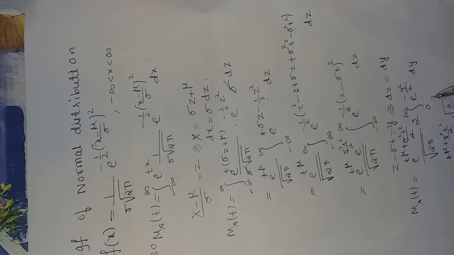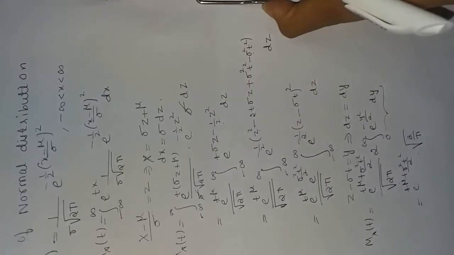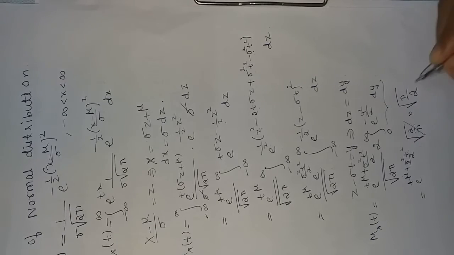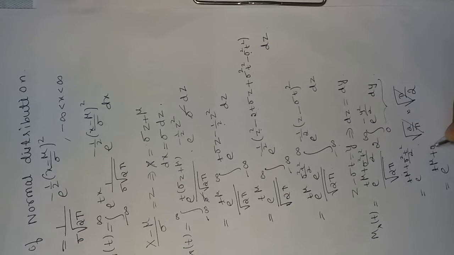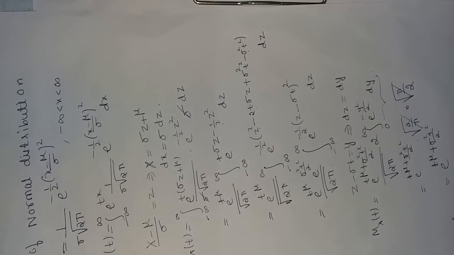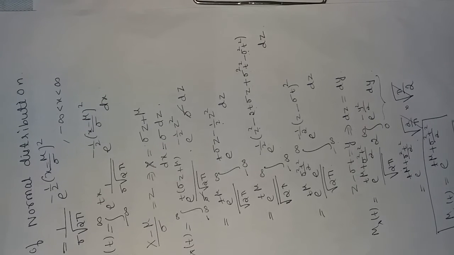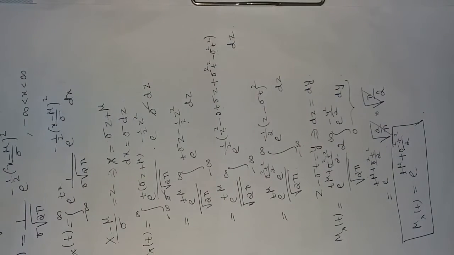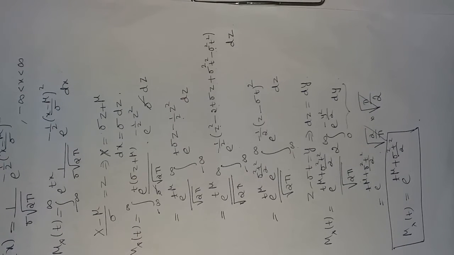And using the gamma function, integration of e power minus y square by 2 dy from 0 to infinity will be root pi by 2. So this root 2 by pi into root pi by 2 gets cancelled. We get e power (t mu plus sigma square t square by 2). So this is the moment generating function of the normal distribution. You can try to find expectation and variance for the normal distribution using MGF by finding M_X dash of 0 and M_X double dash of 0.